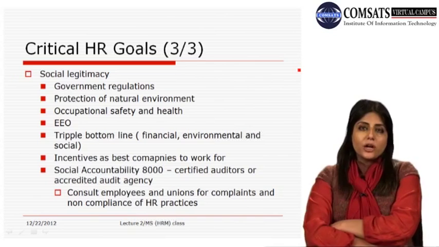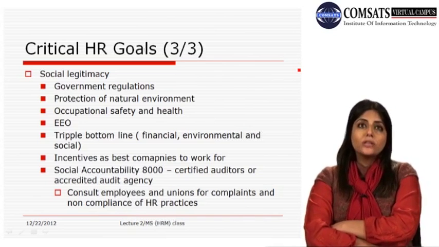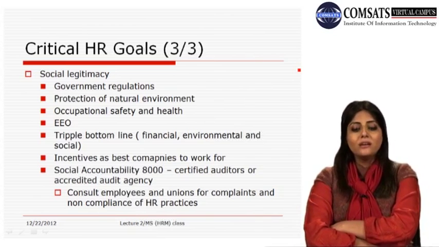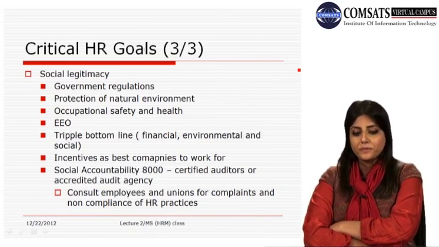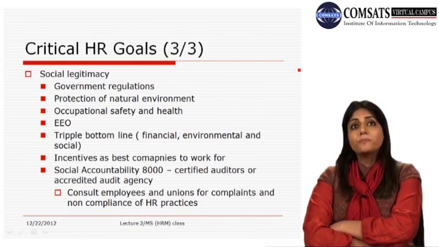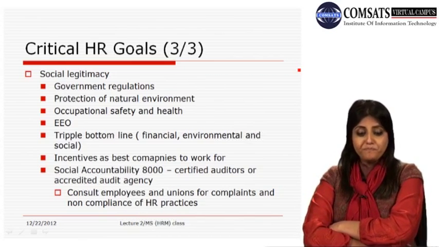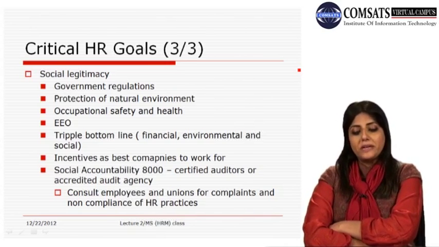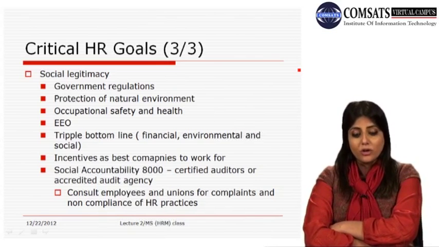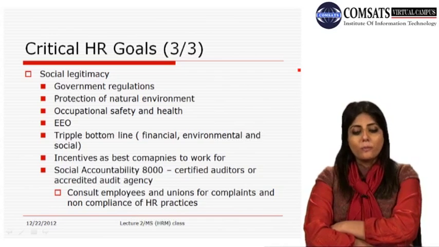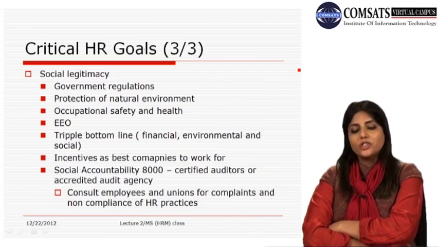Then we have another, third critical HR goal, which is social legitimacy. So what does social legitimacy refer to? It is the government regulations, or the protection of the natural environment, occupational safety and health, equal employment opportunity, the triple bottom line. Then we have incentives such as best companies to work for, social accountability, 8,000 certified auditors or accredited audit agency, and consulting employees and unions for complaints and non-compliance of HR practices.